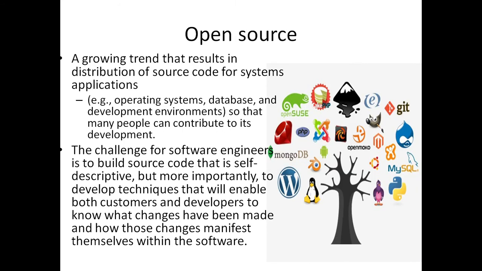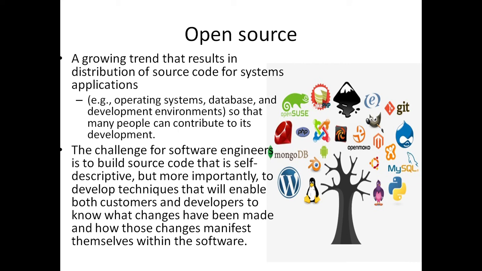Next one is open source, a growing trend that results in distribution of source code for system applications. Nowadays, most of the software is becoming open source. Most users prefer open source code, so the development of open source has increased. We have different open source software, for example operating systems, databases, and development environments, so that many people can contribute to this development.